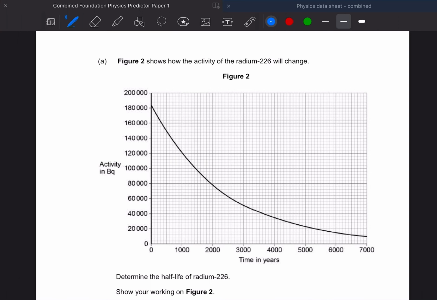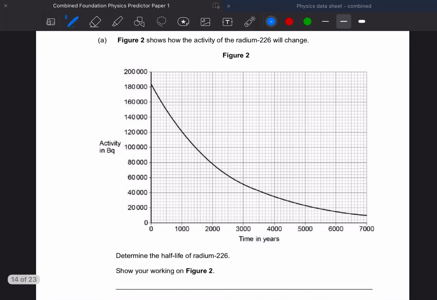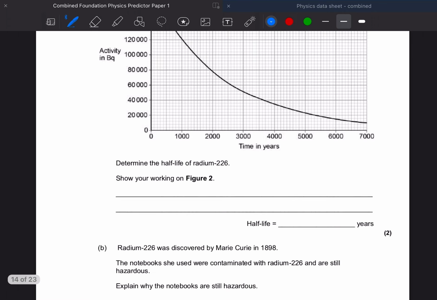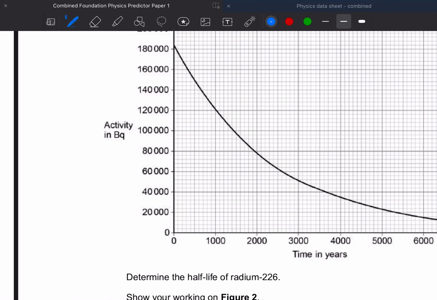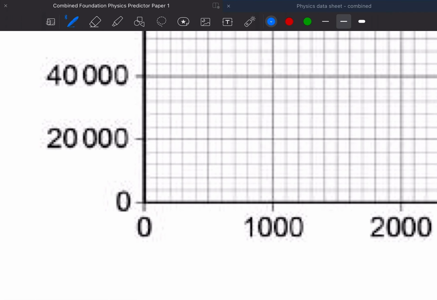Figure 2 shows how the activity of radium-226 will change. So this is a half-life graph, and it says determine the half-life of radium-226. Half-life graphs are normally dead straightforward. Like with any graph, before we do anything we need to figure out the scale that the graph is using.